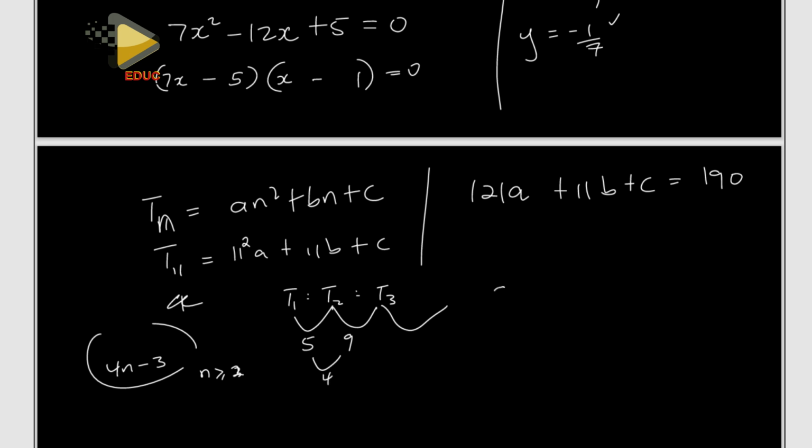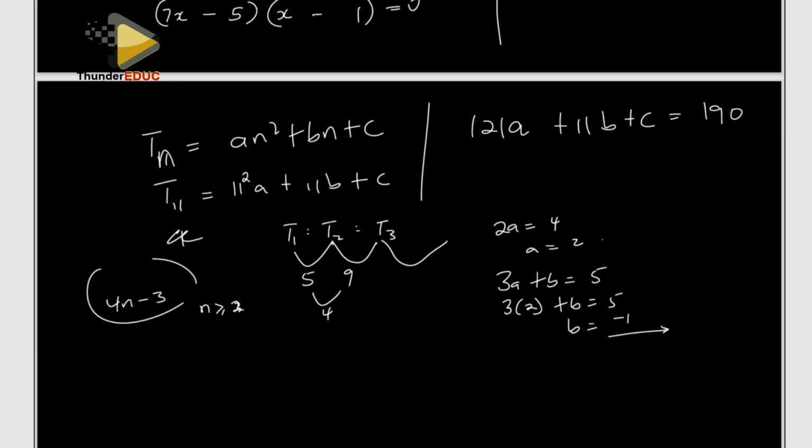So from this we can say 2a is 4, which means a is a 2. And then 3a plus b will give us a 5. Since our a is a 2, that's 3 into 2 plus b is a 5, which means b is a negative 1. But now the trouble is, how do we get c? Since we have a as 2 and b as negative 1, we can substitute this into this equation and look for c.